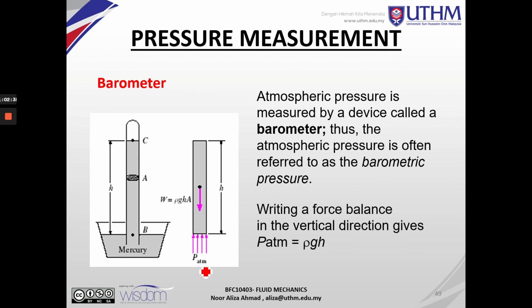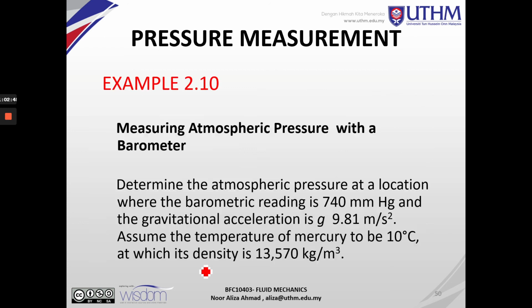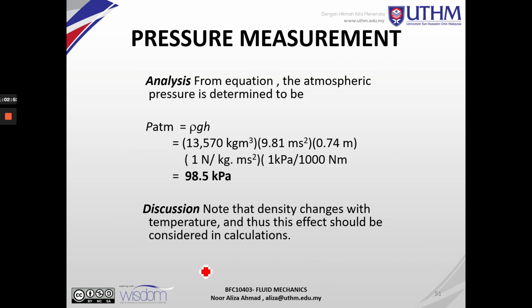So this is a barometer. Atmospheric pressure is measured by a device called a barometer. Thus, atmospheric pressure is often referred to as barometric pressure. Measuring atmospheric pressure with a barometer uses the same approach, because P atmosphere is through ρ g h.